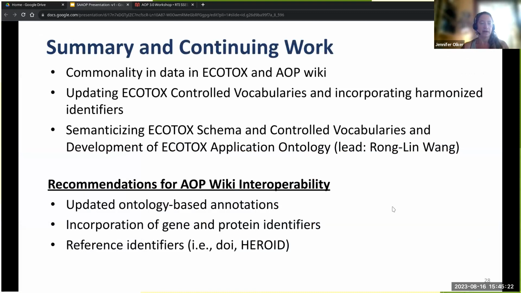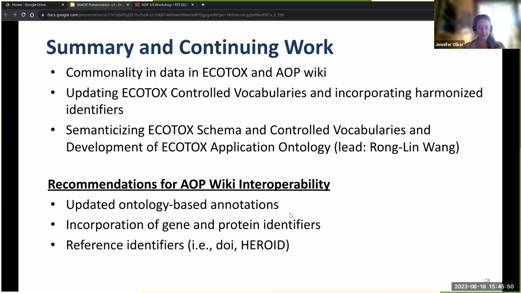So in summary, in working in ecotox and developing AOPs, we've realized there's just a lot of commonality in the data and the data needs between these two sources and tools. And so we're working to update the controlled vocabularies in ecotox and incorporate the harmonized identifiers, as well as a project led by Ron Ling Wayne to semanticize the ecotox controlled vocabularies and develop an ecotox application ontology.